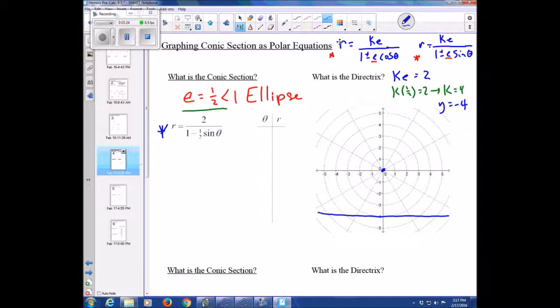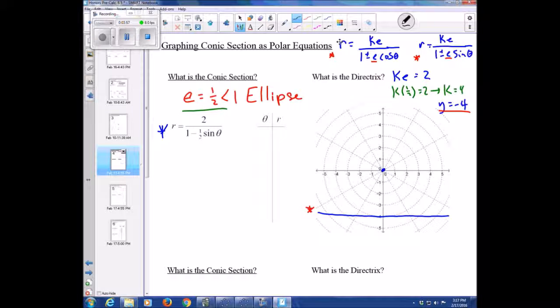Now, we're defining that directrix with the rectangular equation, the y. But in general, what we want to remember is that the location of the directrix relative to the focus is independent of whether we're defining our points with polar coordinates or with rectangular coordinates. So we can still place our directrix right here, whether we're on the polar plane or on the xy axis. All right, so now what we're going to do is plug in some theta values.